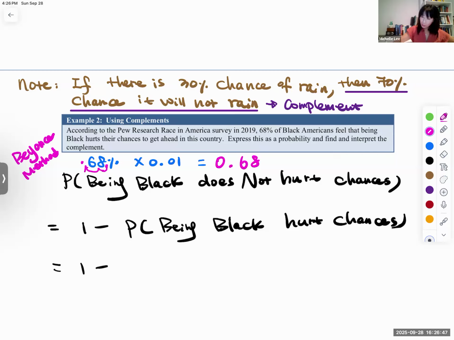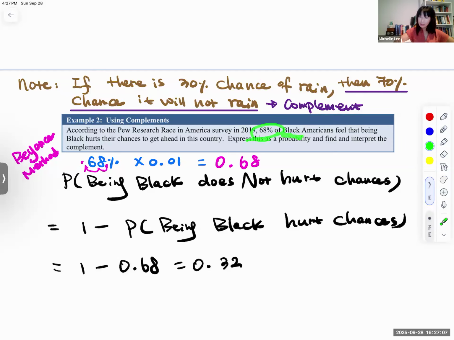So 0.68. All right, so we have 0.68. Then we calculate what we have. It's 0.32. Yeah. So how do we interpret? Let me write down. If 68% of Black Americans feel that being Black hurts their chance, then 32% do not feel that being Black hurts their chance. Okay?